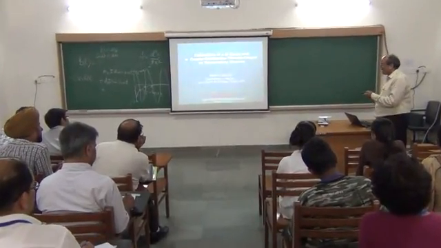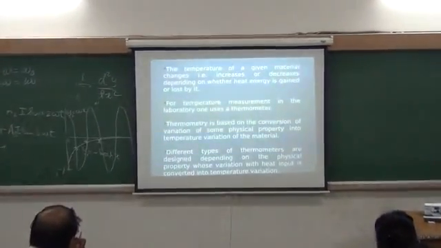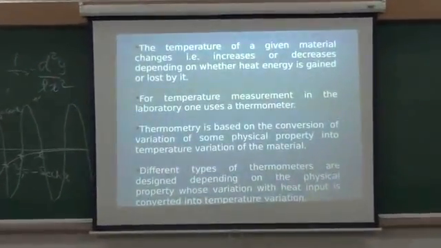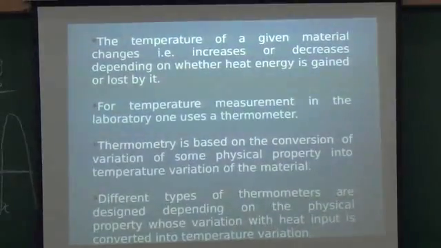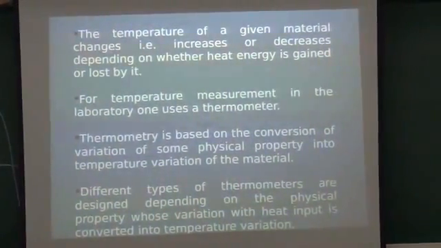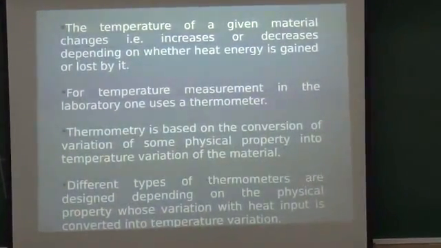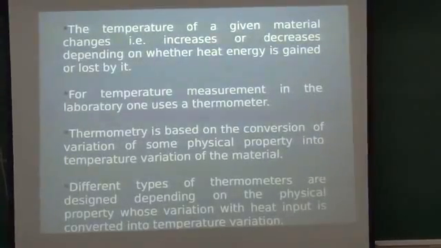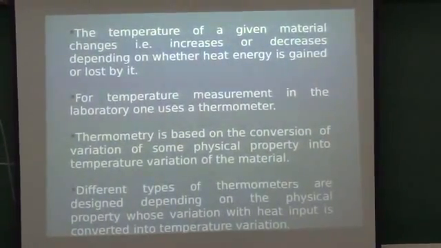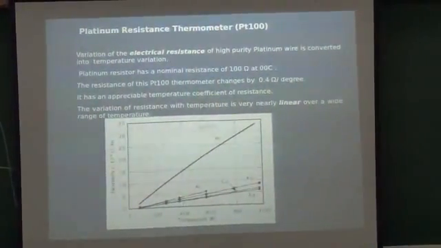Sensor. Okay, so normally for temperature measurement, the temperature of a given material increases or decreases when heat energy is gained or lost by it. For temperature measurement in the laboratory, normally we use a thermometer, and thermometry is based on the conversion of variation of some physical property into the temperature variation of the metal. Okay, you know about the platinum resistance thermometer.